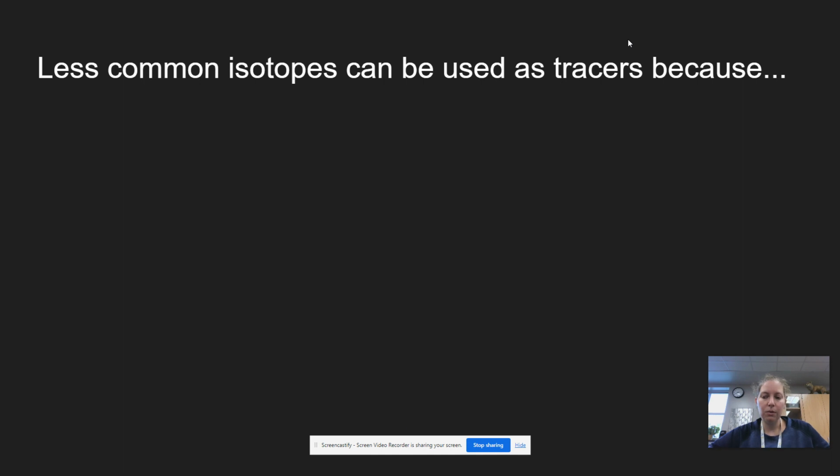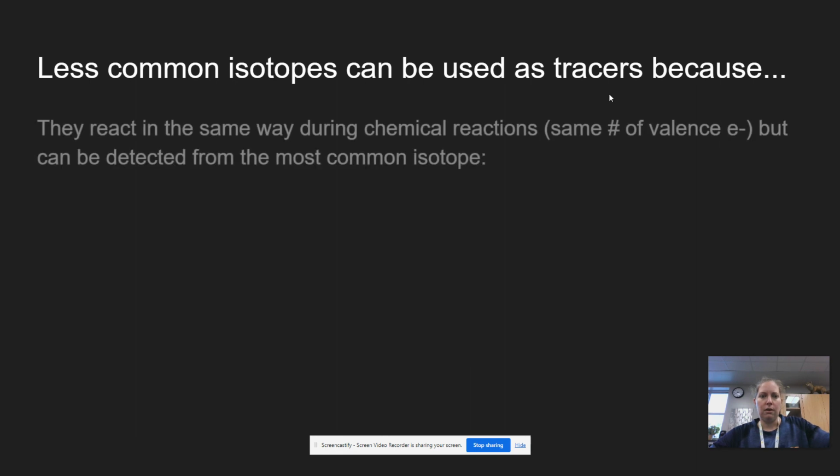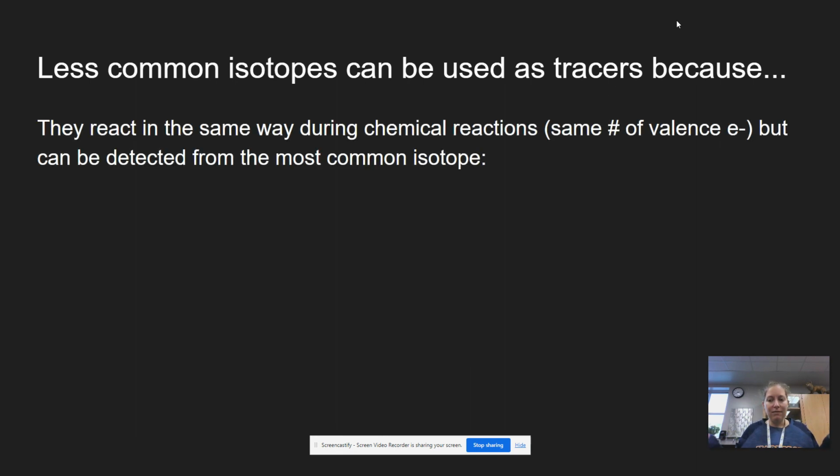A lot of times we use especially less common isotopes in research as tracers. Mainly because since they have the same amount of electrons as the most common isotope in nature, they're going to react the same way during chemical reactions. They have the same number of valence electrons as the most common isotope, but they can be detected from the most common isotope in one of two ways, in some cases in both ways.